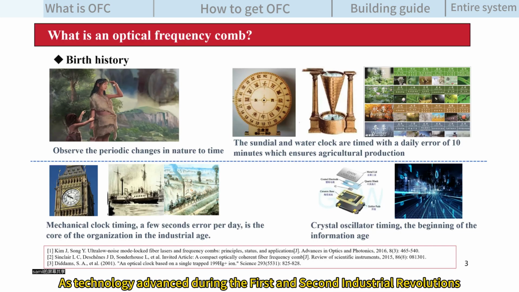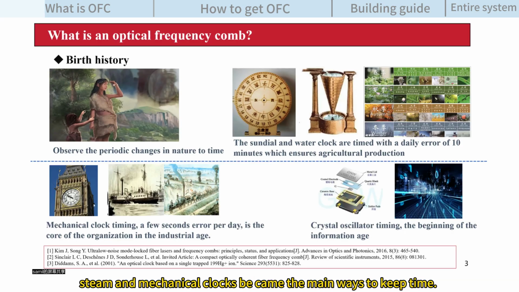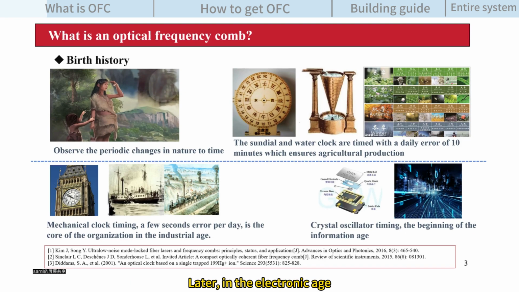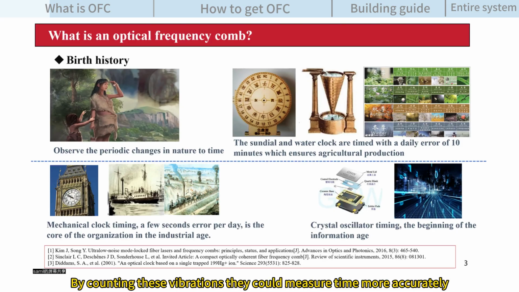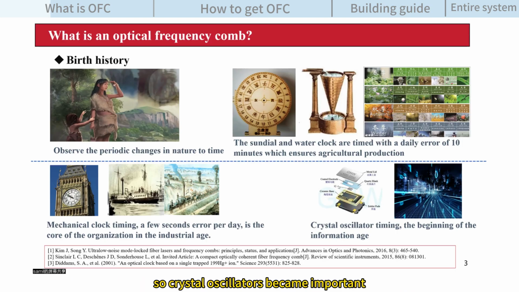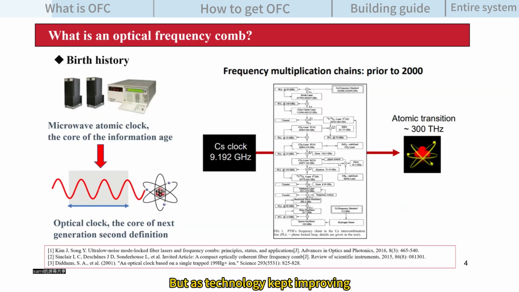And with the technology advances during the first and second industrial revolutions, steam and mechanical clocks became the main way to keep time. We have arrived at the electronic age. Scientists found that some crystals vibrate at a steady rate when voltage is applied. By counting this vibration, they could measure time more accurately. So the crystal oscillator became important. But as technology kept improving, even the crystal oscillator was not precise enough.